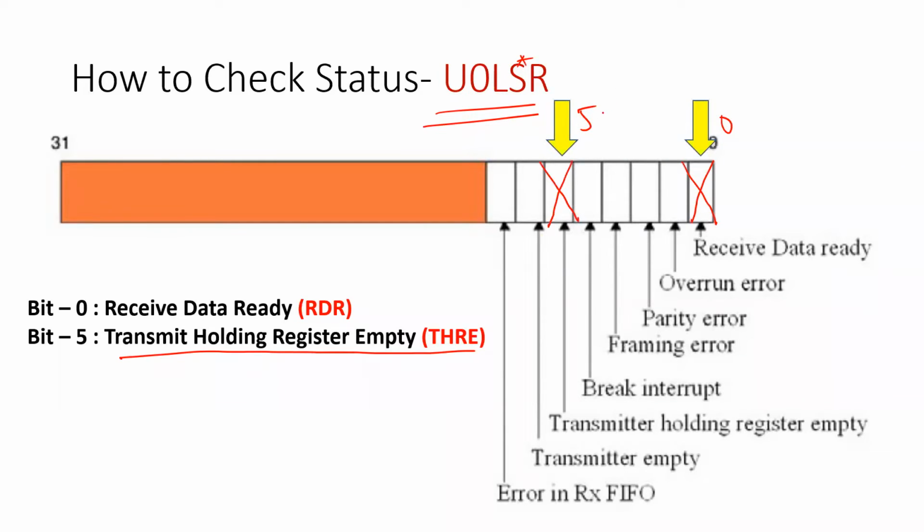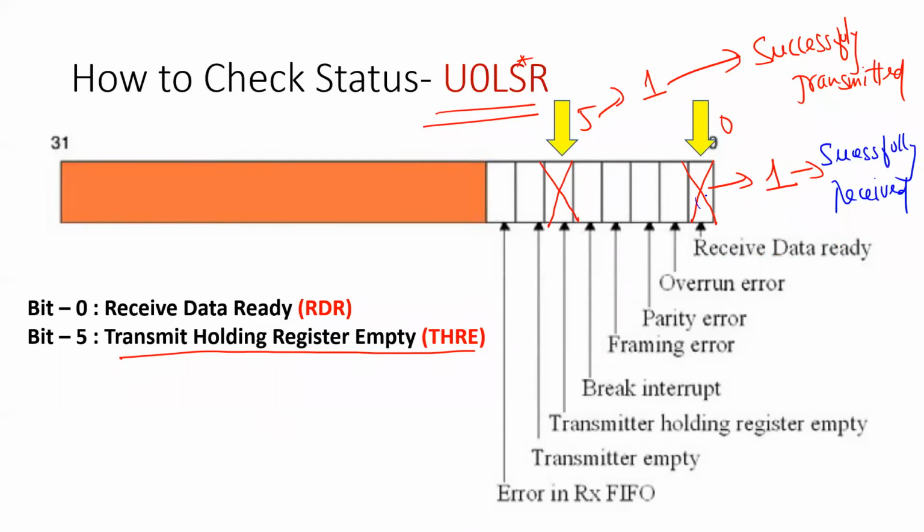When this flag is equal to 1, it means the data is successfully transmitted. If it is 0, that means the transmission is not complete. Similarly, the first bit of UART0 line status is the receive data ready flag. This flag is equal to 1 when the data is successfully received. When this flag is 0, it means that we have not received anything. This is similar to the transmit interrupt and receive interrupt flag of AD.